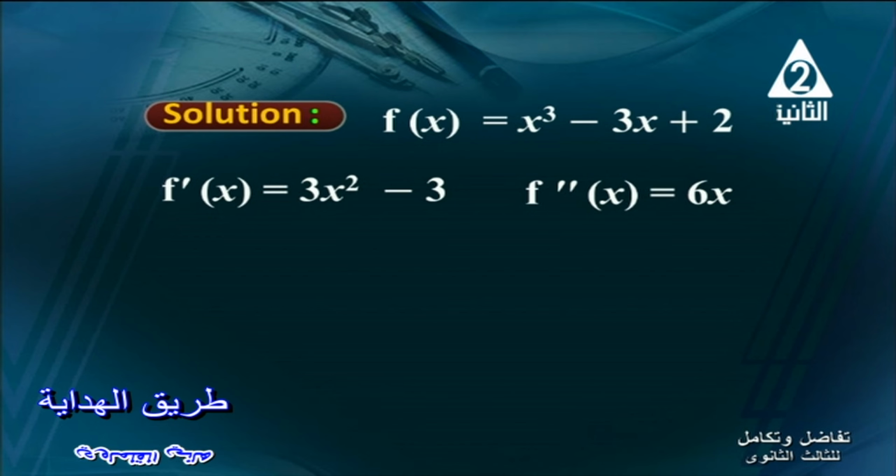What about the second derivative? f double dash x equals 6x, the derivative of 3x power 2 is 6x, and the derivative of negative 3 is 0.